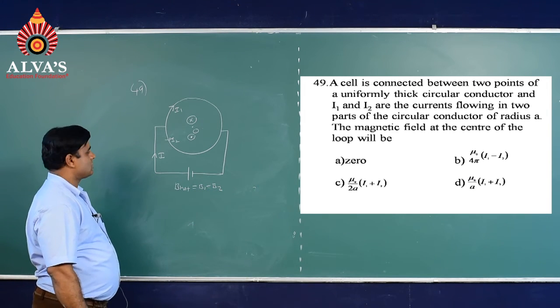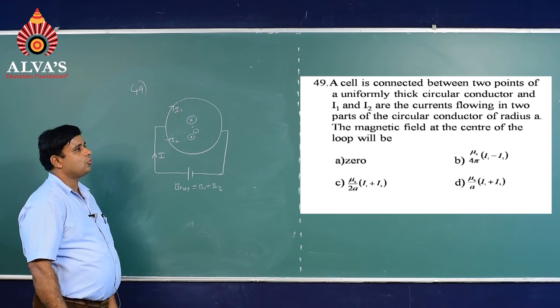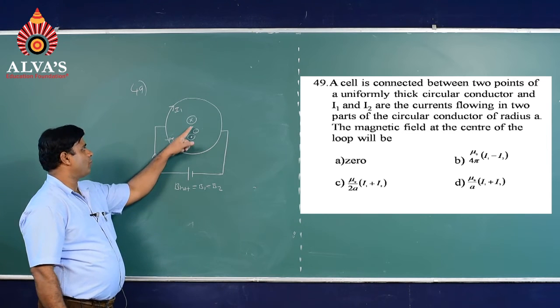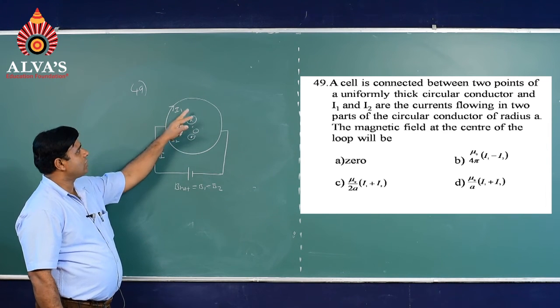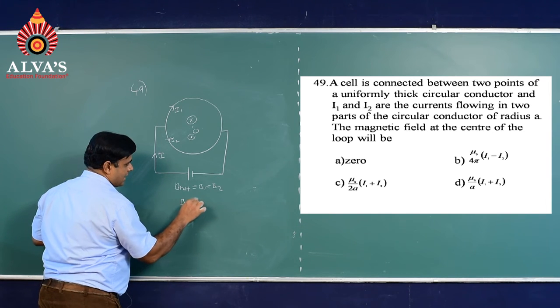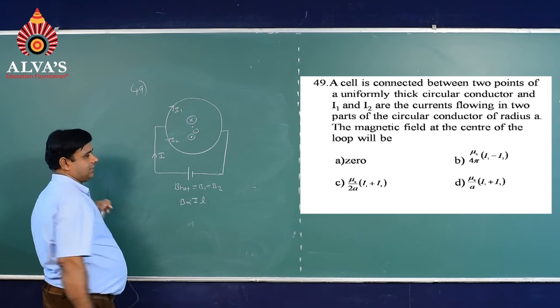Apply Biot-Savart's law. According to that, field is mu naught by 4 pi into I dl sin theta by r square. Both have the same radius, both have the same angle theta. So, field depends only on current into length.